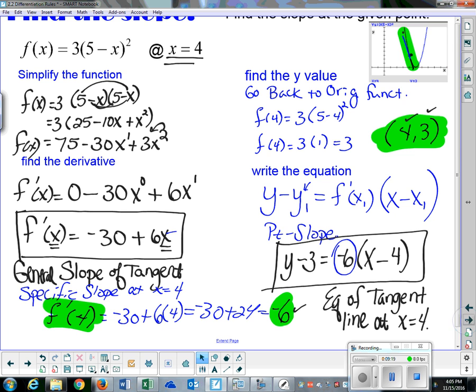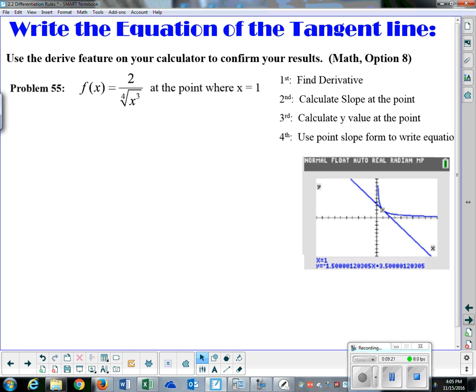All right, next problem. Use the derive feature on your calculator to confirm your results. So let's do this one on the calculator. We'll just do it from the get-go. My goal is to write a point slope form of the equation. In order to do that, I need to find the derivative and calculate the slope at the point where x equals 1 in this case. And then I need also to get my y value out because I don't have it. I just have x equals 1. And then I can write it into y minus y1 equals the derivative times x minus x1.